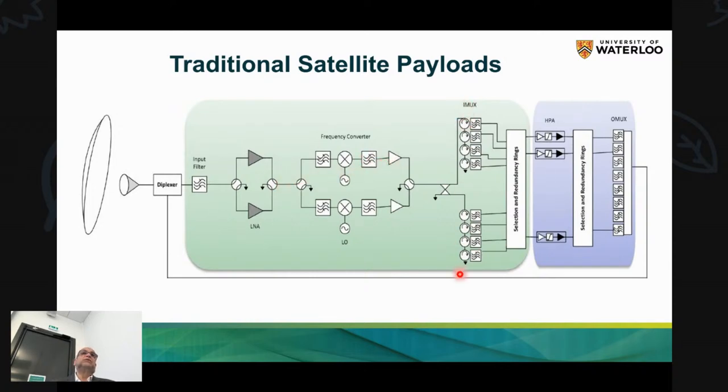We call it input multiplexers. And then you amplify those channels, and then you select them as well at the output multiplexers, and then you combine them and you send them back to ground. Okay, so that's basically the bent pipe type multiplexers. And by the way, the switch matrices here are used just because those receivers are not reliable.